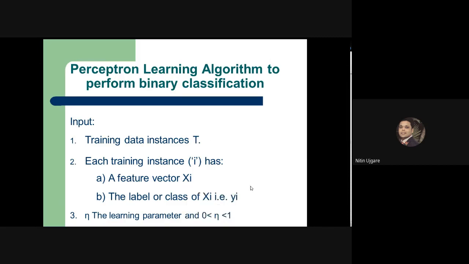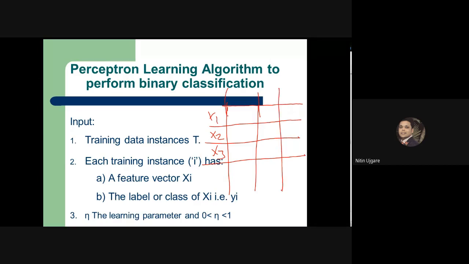Then each training instance i has a feature vector xi and the label or the class of xi, that is yi. So how would I represent it? Let's say that you have three instances, x1, x2, x3, and you decided to have two features, that is f1 and f2. So my feature matrix will look like this, and this is yi.